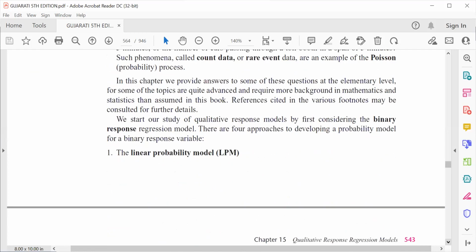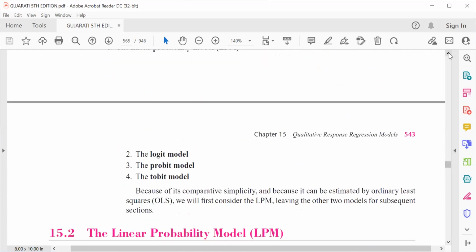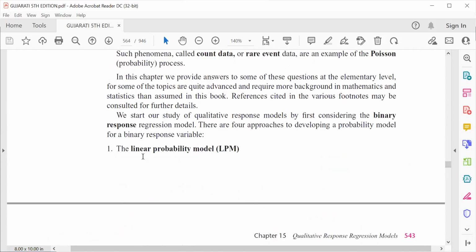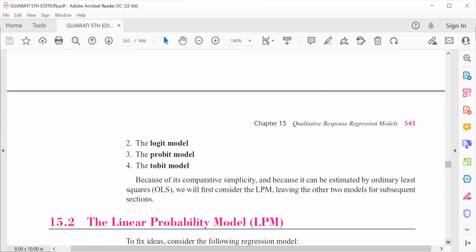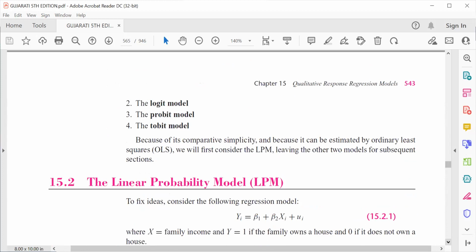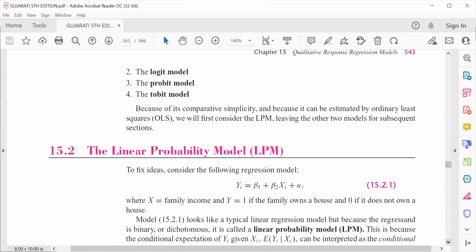Now we continue our discussion. There are several models here. We call one the linear probability model, LPM. We have the logit model, the probit, and the tobit. There are four models in this nonlinear class. Because of its comparative simplicity and because it can be estimated by ordinary least squares, we will start by considering the linear probability model. To estimate it, we have to transform the data into a linear model.